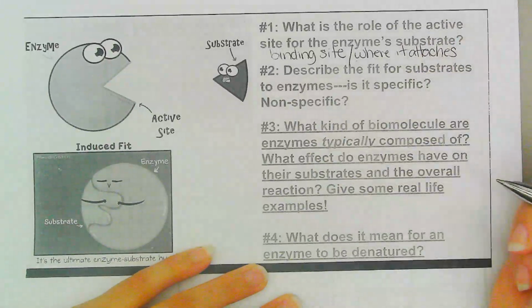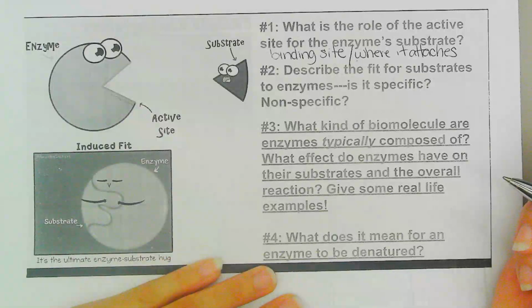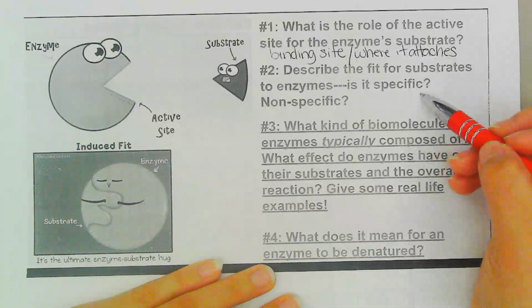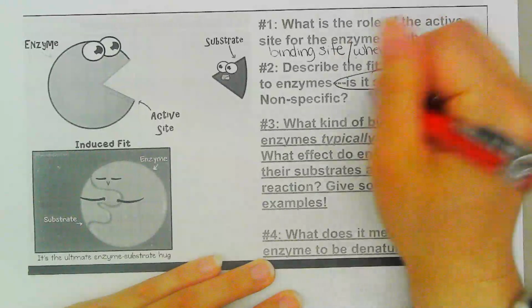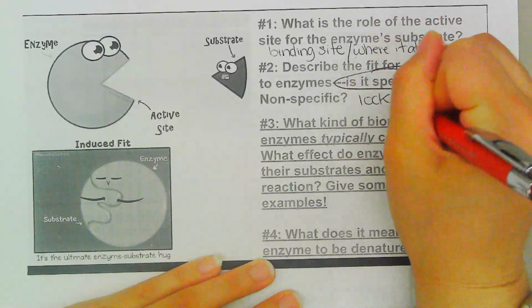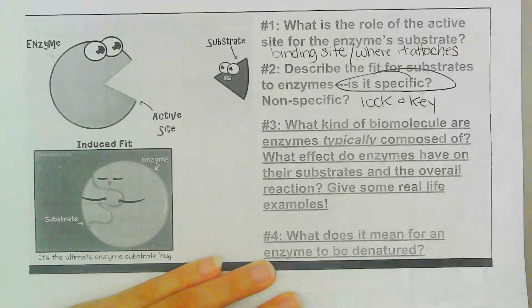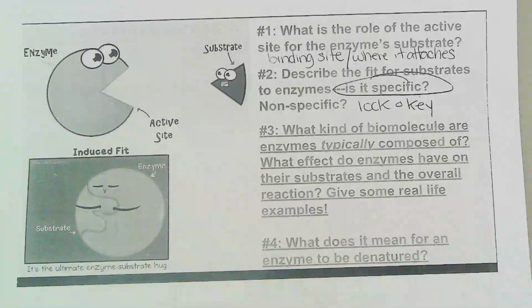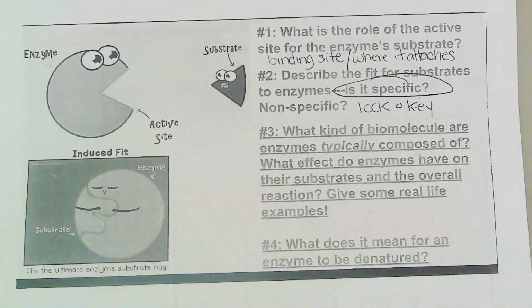It's where it attaches. It's where it's going to either break stuff down or help it form stuff together. Is it specific or not specific? Specific. Remember, it is a lock and key. Lock and key. What type of biomolecules are enzymes? Proteins.